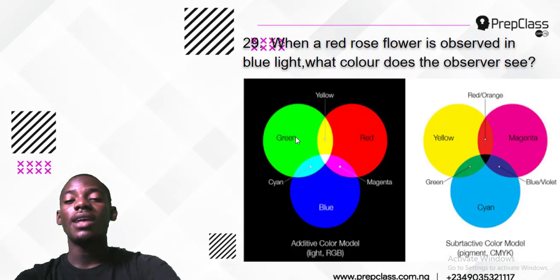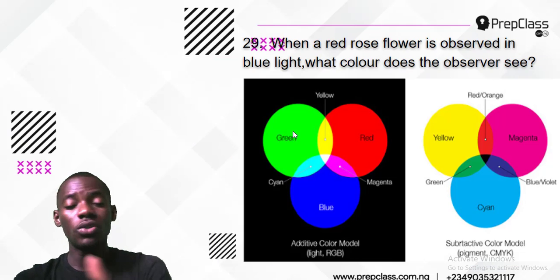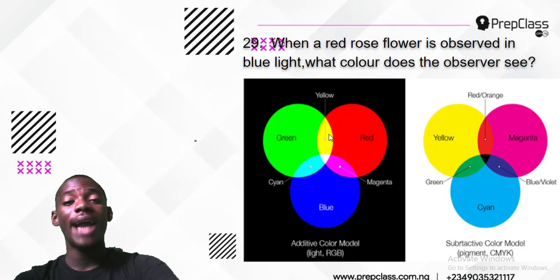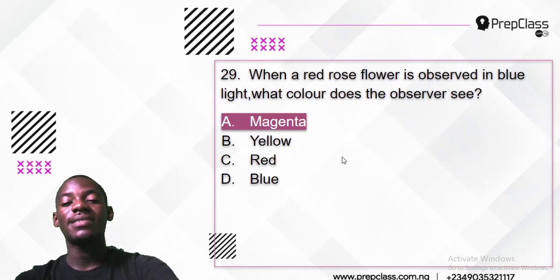So please note that you must understand and notice these colors and be able to differentiate them. Red, green, blue are primary, but the combination of green and blue will give us cyan. The combination of red and blue will give us magenta. The combination of green and red will give us yellow, and all of them together give the color of white light. Those are the primary and secondary colors of light, and that is the answer for number 29.